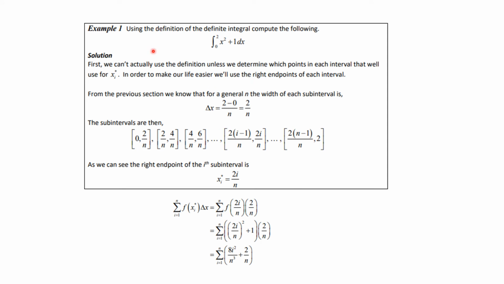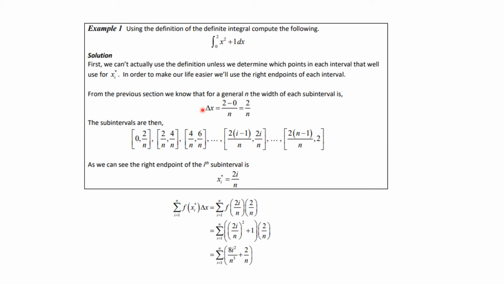Okay, so now we're going to use some of that doing a calculation. So we're going to use the definition of the definite integral to compute the following. So we want to find the definite integral from 0 to 2 of x squared plus 1 dx.